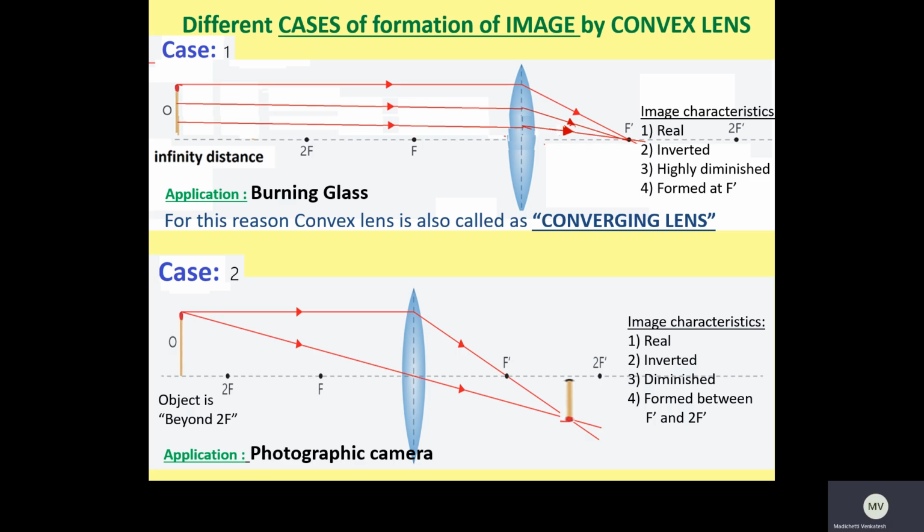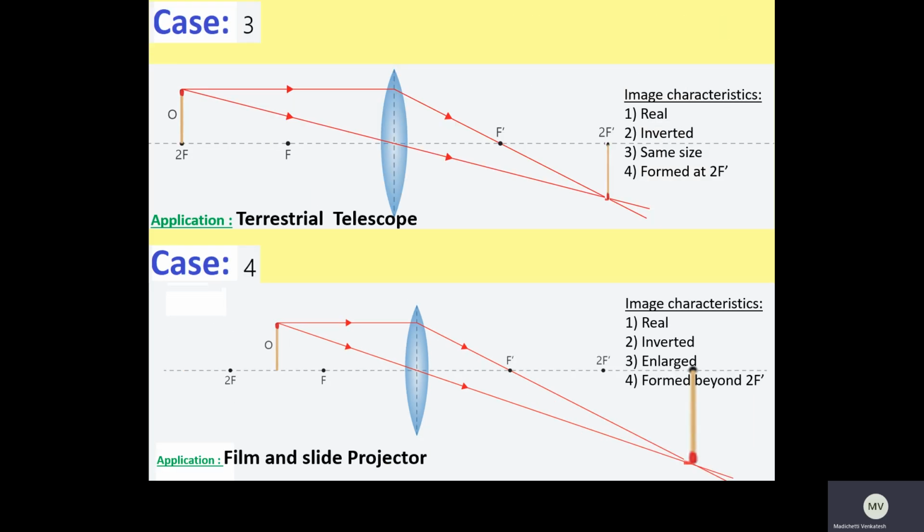real, inverted, highly diminished, and formed at focus. In the second case, the object is moved slightly closer, that is beyond 2F, and the image is formed between F and 2F on the right hand side. And the first two properties, real and inverted, are the same. In the third case, the object is brought a little closer, that is at 2F, that means at the center of curvature, and the image is also formed at 2F on the right hand side.